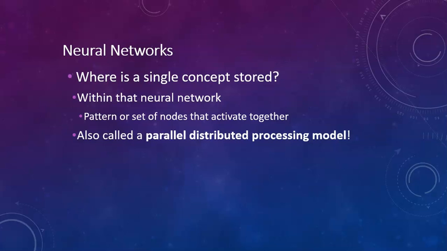So that's it for storage. Again, remember, storage is how we maintain and keep the information that we encoded, and there are two main models, the associative networks and the neural networks.